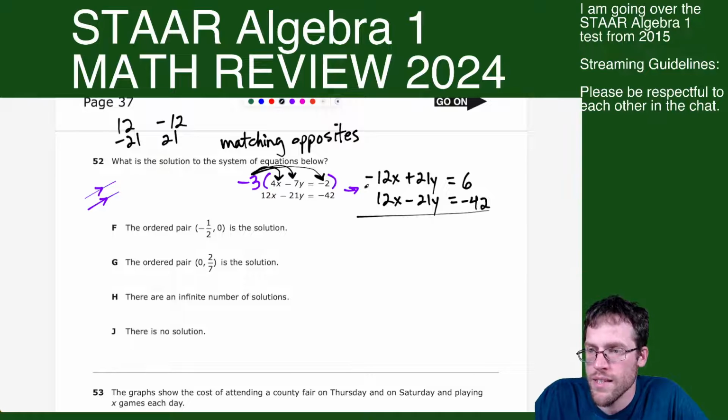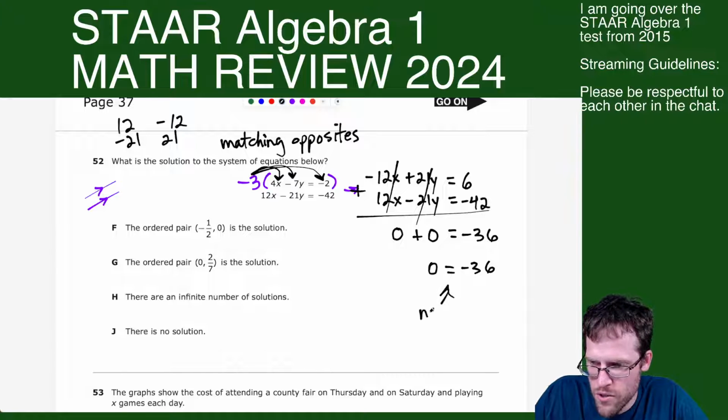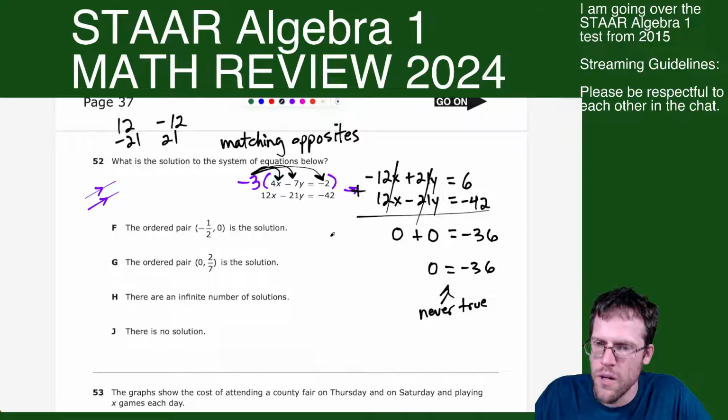Now I add the system together, but watch: -12x plus 12x cancels to give us 0. Plus 21y minus 21y also cancels, but this gives us -36. Ask yourself, when is 0 equal to -36? This is just never true. So that means there is no x and y that makes this true.